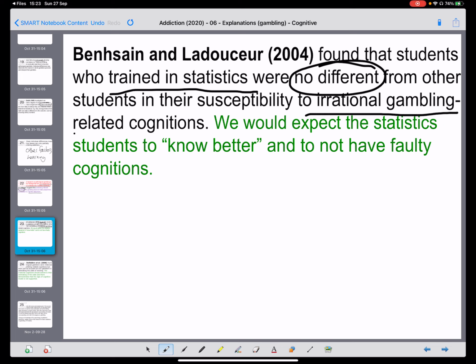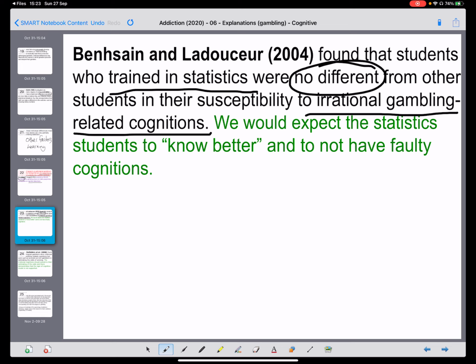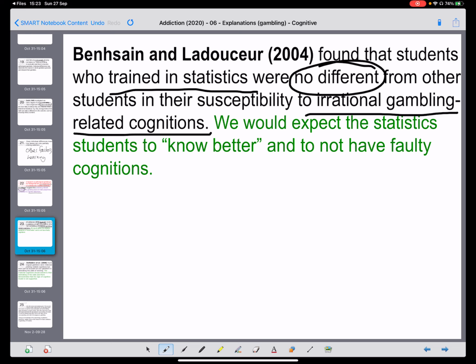irrational gambling related cognitions. So, in other words, I put that in green to say, well, I would expect them to know better. They know the odds. So when they buy a lottery ticket, they know what the odds are of them winning. So why do they buy a lottery ticket? Because they know that the odds aren't in their favor, yet they do. Once again, that's illogical. The cognitive model will say, well, surely if you know the cognitions related to this, then you shouldn't gamble.